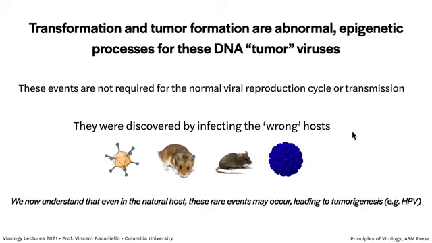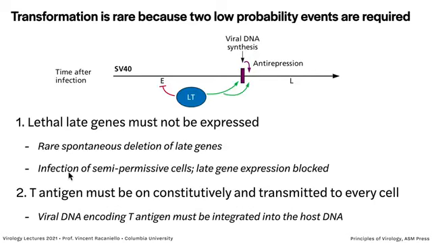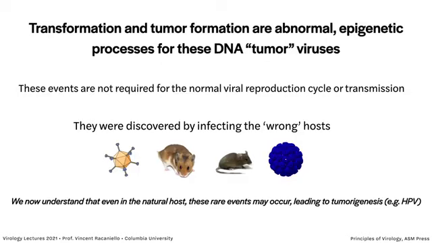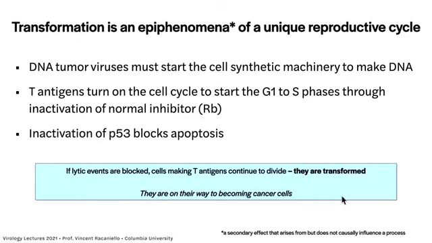Now, I don't want you to come away with the idea that this is always the case. Even in the natural host, rare events may occur leading to tumorigenesis. Let's go back here. Sometimes you can be in the right host and simply have a deletion in the late genes, and that can lead to transformation. We used experimentally the wrong host, but it doesn't have to always be that way. In fact, human papillomaviruses cause tumors in humans. That's the right host for that virus. So you can have deletion of the late genes, and that can cause transformation.